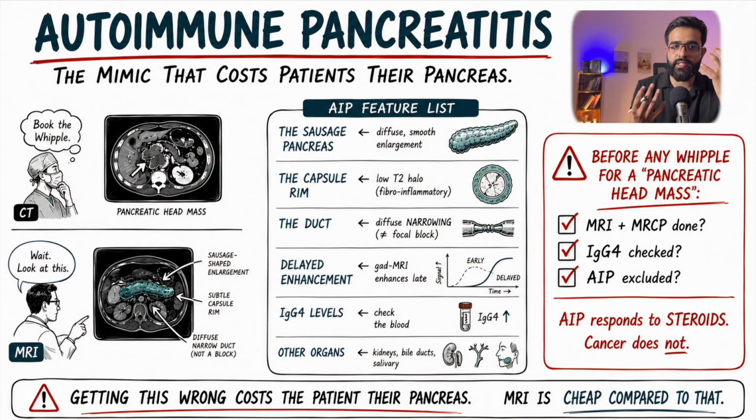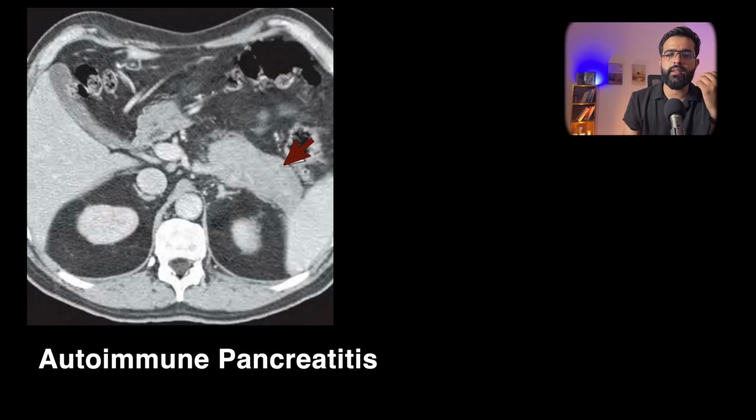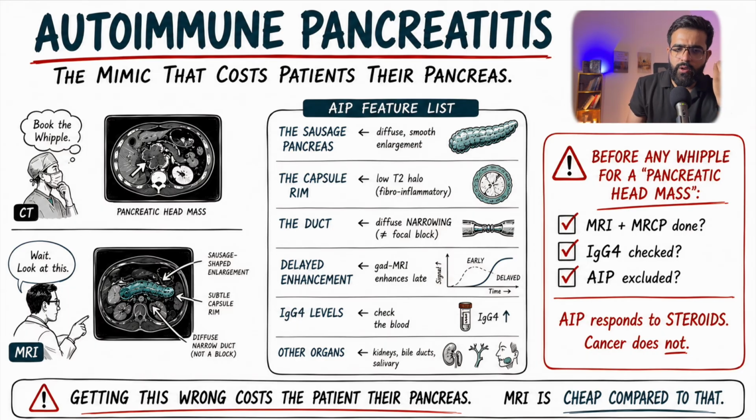But AIP has features and MRI shows them much better than CT. The sausage pancreas, diffuse enlargement of the whole gland, smooth contour, loss of lobulation, the capsule-like rim, a peripheral halo of low T2 signal surrounding the gland, fibroinflammatory tissue. In AIP, the pancreatic duct is narrow throughout, not obstructed at one point. In pancreatic cancer, you get a focal obstruction with upstream dilatation, the double duct sign. In AIP, the duct is diffusely irregular and narrow, completely different pattern.